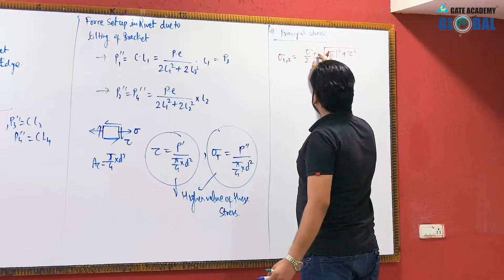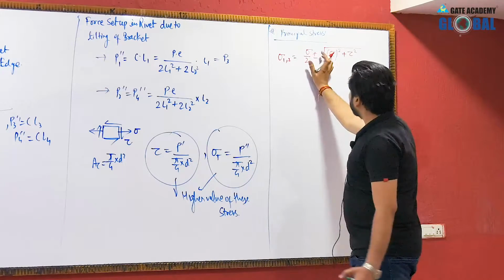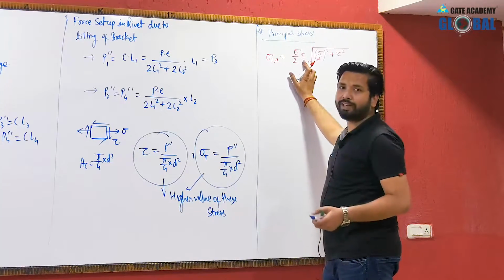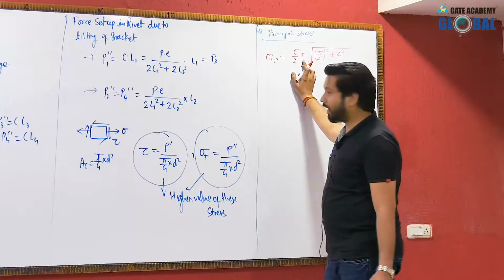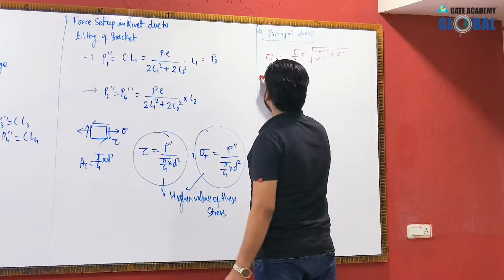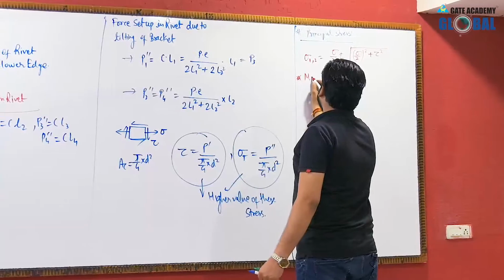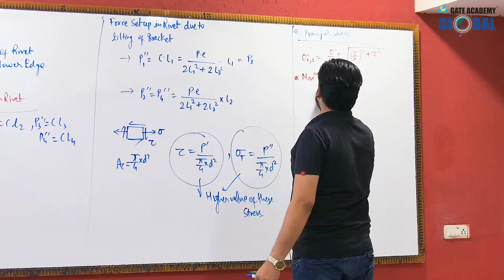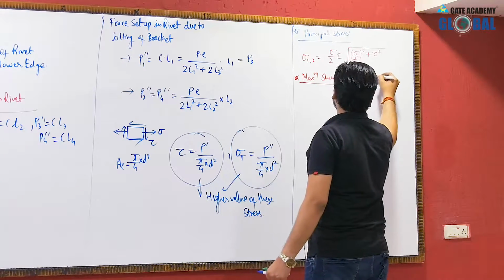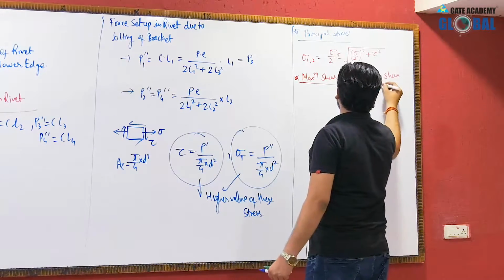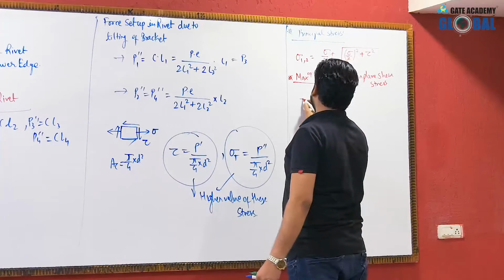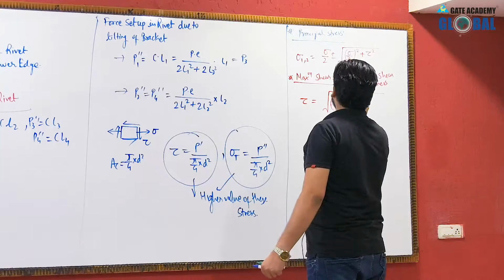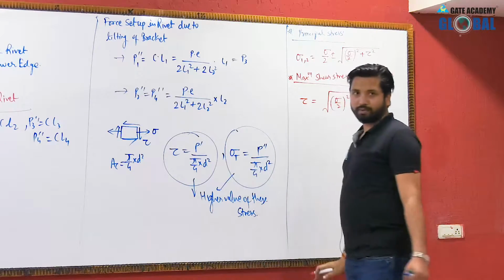So on adding up these values you will be getting the maximum principal stress, and on subtracting these values you will be getting the minimum principal stress. Now also you will be calculating the value of maximum shear stress. So maximum shear stress or in plane shear stress will be equal to tau equal to root over (sigma by 2) square plus tau square.